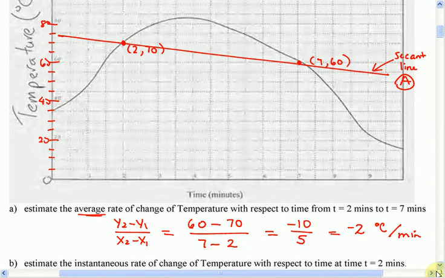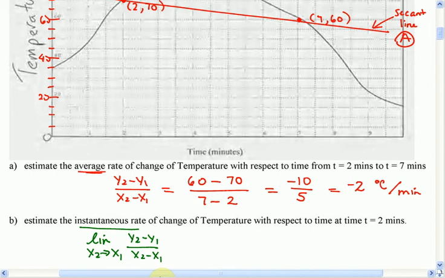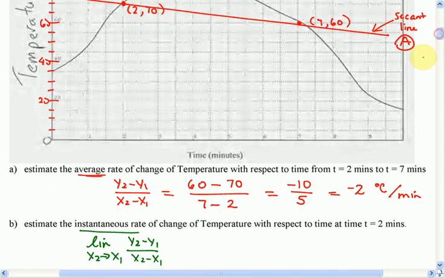Now, how does this differ from the next part? The next part here says estimate the instantaneous rate of change. So really what we're saying now, when you hear this word instantaneous, is the limit of x2 approaching x1 of y2 minus y1 divided by x2 minus x1. Now write that down first, and then I would like you to use your ruler to visually draw in that line. So what I'm saying to you is you want to move this point.